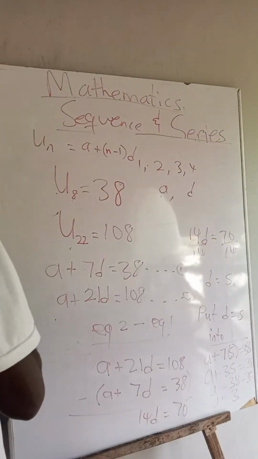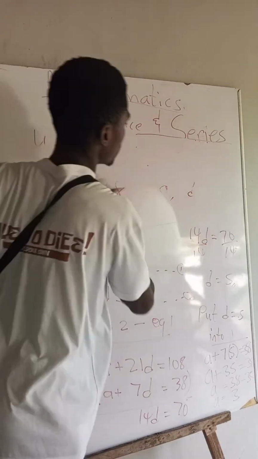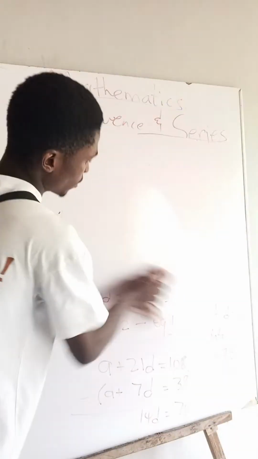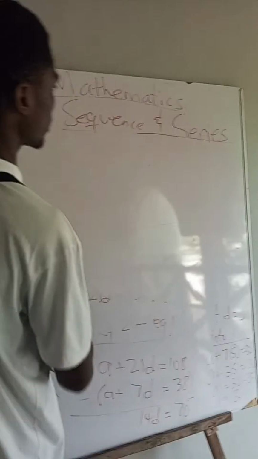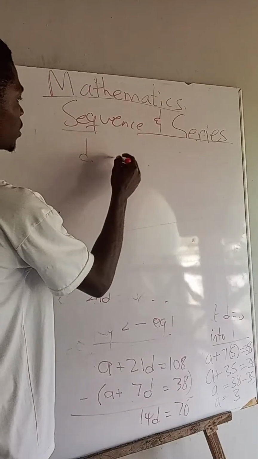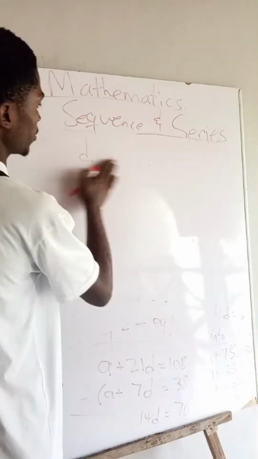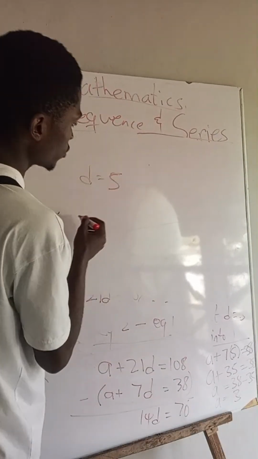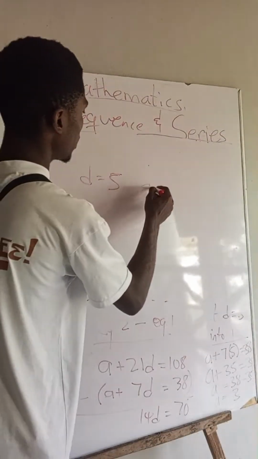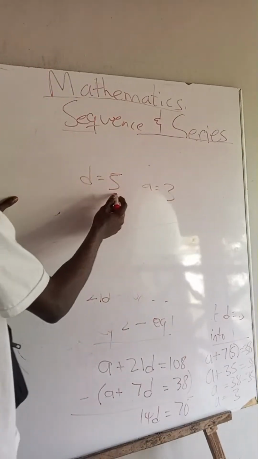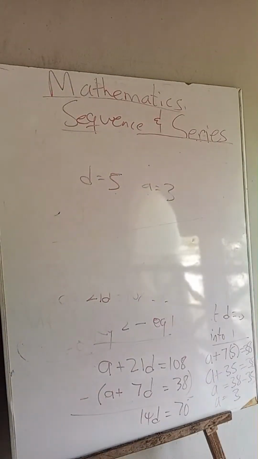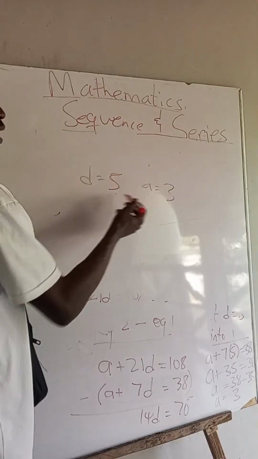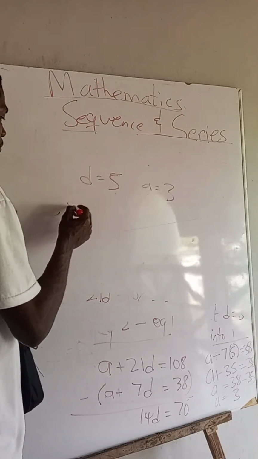Let me raise it so that you can be able to do it. So we got the D to be 5. So our D is equal to 5. And then we also had A to be 3. So since D is equal to 5, A is equal to 3, we can write our sequence. In any sequence, A comes first, right?